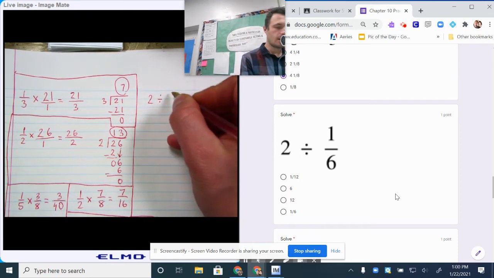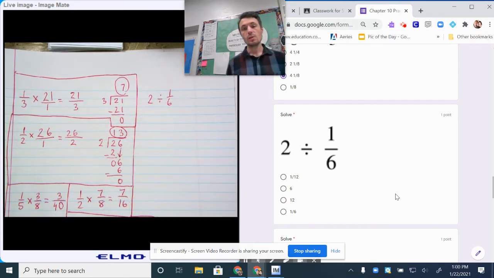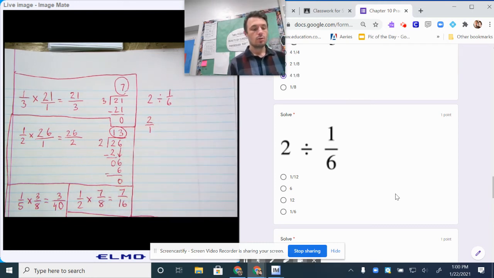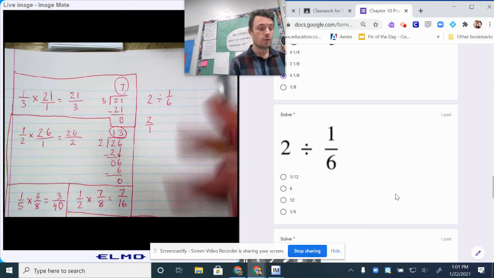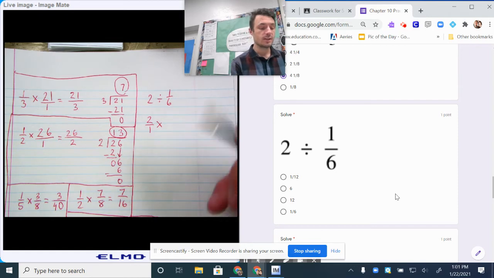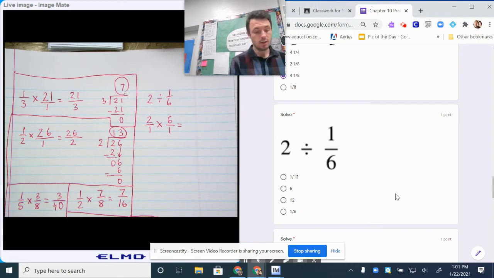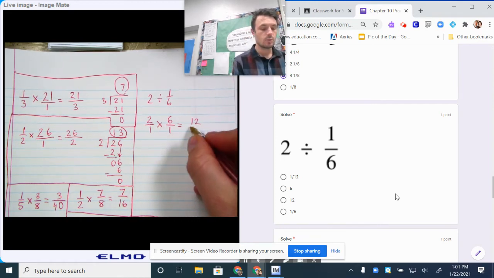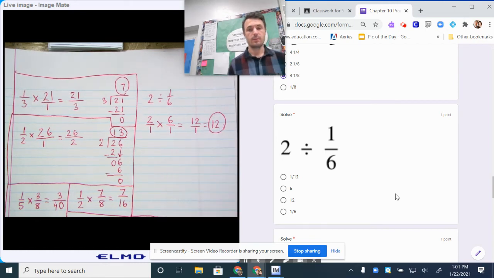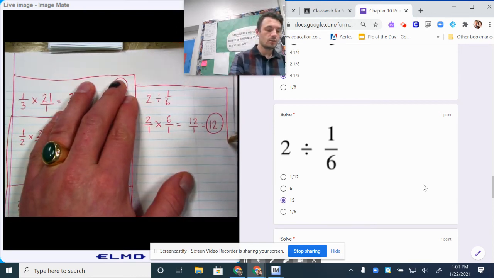2 divided by 1/6. Now remember, when we're dividing with a whole number and a fraction, we give the whole number a denominator of 1. We reverse the sign from division to multiplication, and we flip the second fraction. So it's going to change from 1/6 to 6/1. Now we multiply straight across. 2 times 6 is 12. 1 times 1 is 1. And 12 over 1 is the same thing as 12. So that's our final answer, 12. We'll box off what we did there.